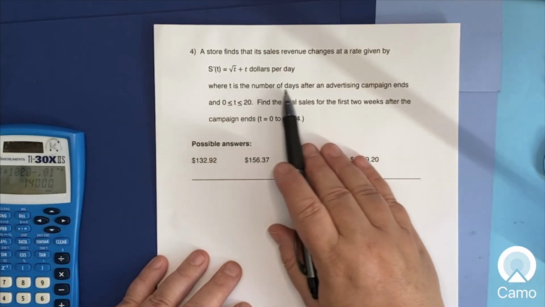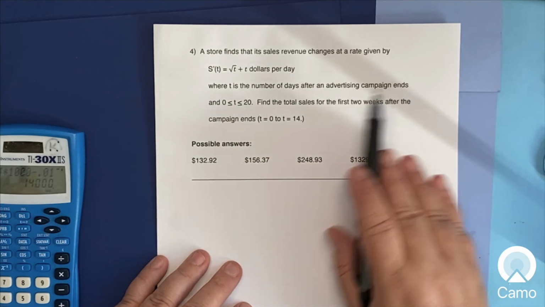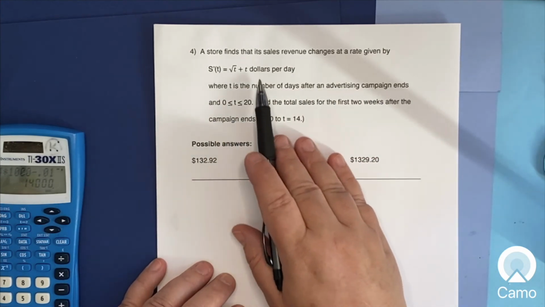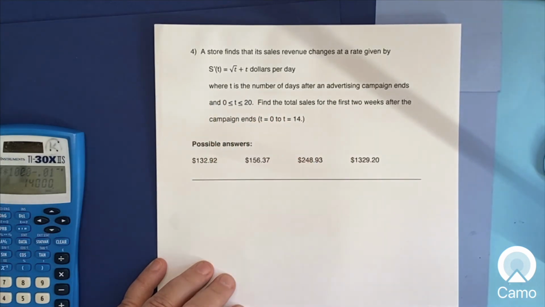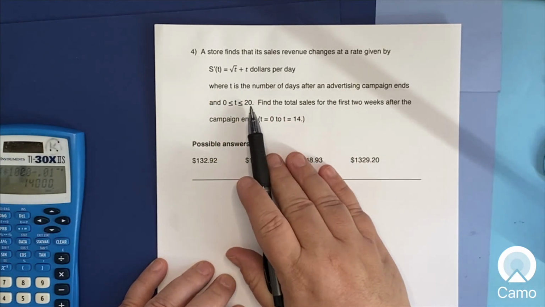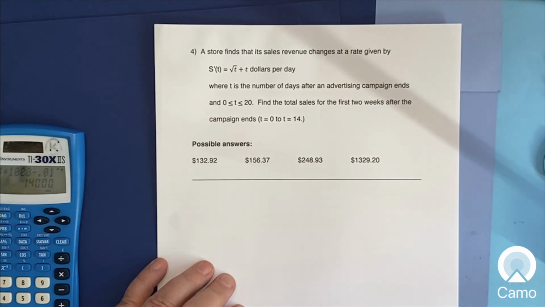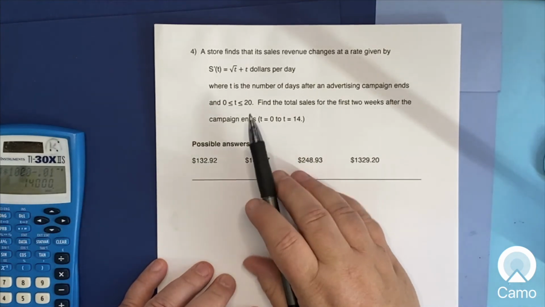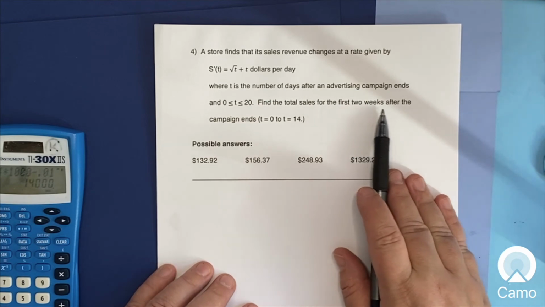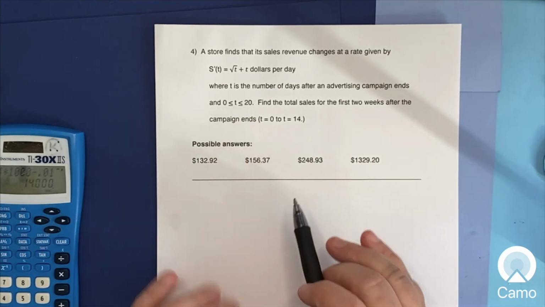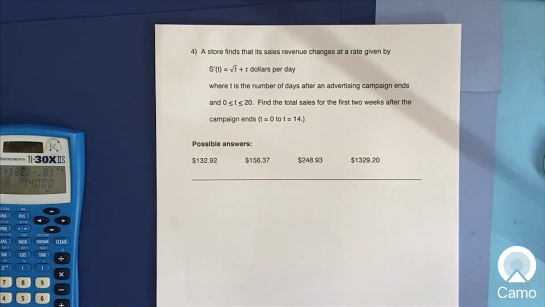Where t is the number of days after an advertising campaign ends, and t is between 0 and 20. So for whatever reason, this equation no longer holds after about 3 weeks. I guess the ad gets forgotten. Short attention span. Find the total sales for the first 2 weeks after the campaign ends. So you got a couple things going for you. This covers chapters 9 through 13. This is the last problem. This is probably the integral. So you can just use the process of elimination to say this is going to be integration.